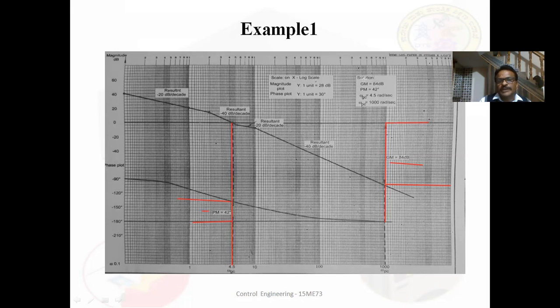Then you have to tabulate gain margin and phase margin, gain crossover frequency and phase crossover frequency. Then we have to comment on the stability. For this transfer function, the system is completely stable.